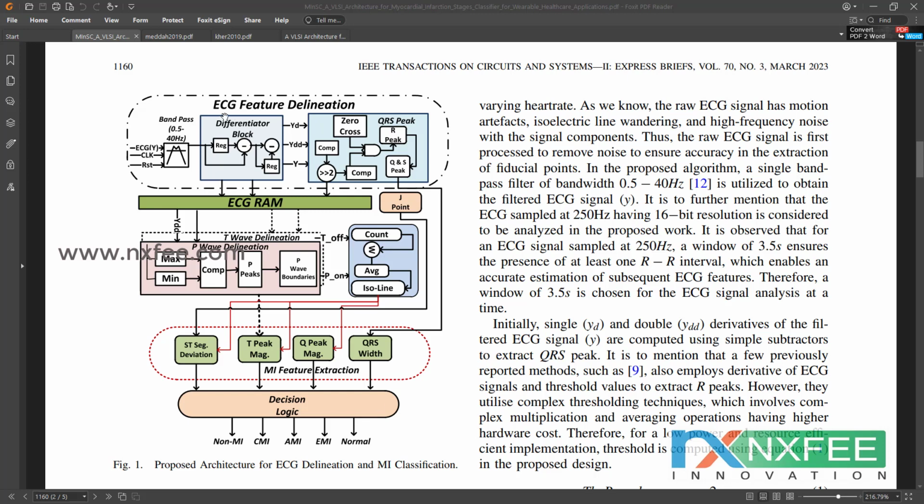Here, what functionality they developed is ECG feature delineation. Inside this ECG feature delineation they have used bandpass filters, differentiators, QRS peak detection and ECG RAM. Additionally, they have T-wave delineation and P-wave delineation and some counters with ISO line and MI feature extraction. We have improved this architecture, and additionally the feature extraction process we have remodified with a pre-processing stage with the same bandpass filter.